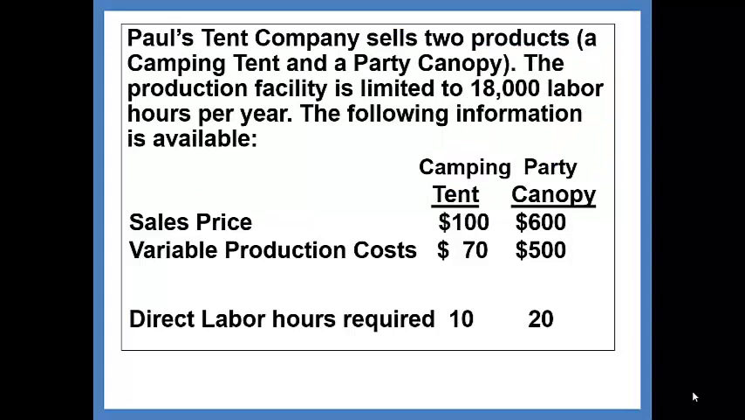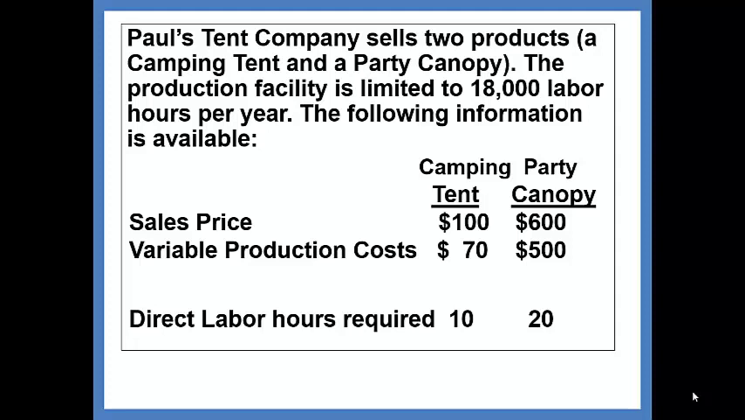Paul's Tent Company sells two products, a camping tent and a party canopy. The production facility is limited to 18,000 labor hours per year, so that's how we know there is a constraint. They only have 18,000 trained labor hours per year. And of course, to train more labor would cost money, and sometimes cash flows or just other constraints don't allow for this.